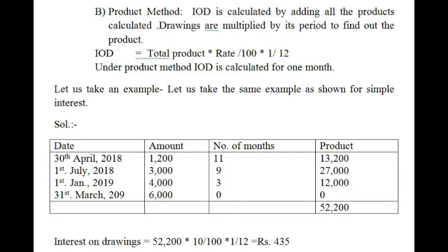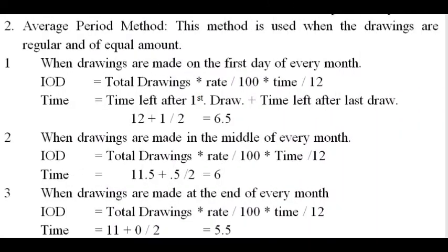Now product means you multiply the amount of drawing by the number of months. So 1200 multiplied by 11 is 13,200. Likewise, you keep multiplying the other amounts with the months, and total is 52,200. Now under product method, interest is calculated for 1 month on the product, that is 52,200, and the interest on drawings is coming to 435 rupees.